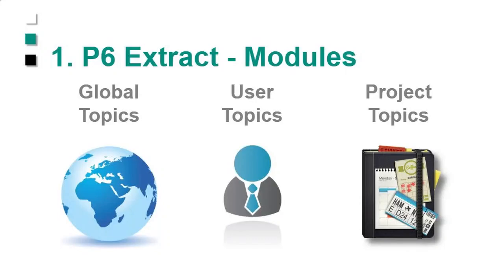Now, we have an extraction module that you can bring that data out with. We have global topics that are included in that. We have user information such as security, global security profiles, project security profiles, and what your users are assigned to, etc. And then, of course, we have the project topics, activities, projects, WBS, all of those good things in there. And I'll show you that when we actually get into the tool itself.